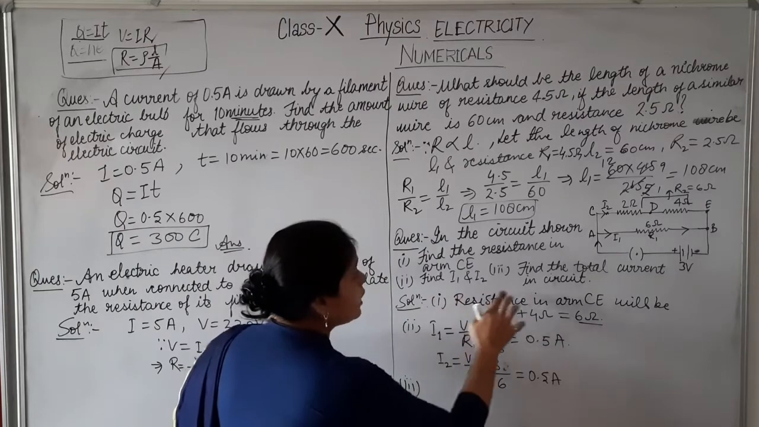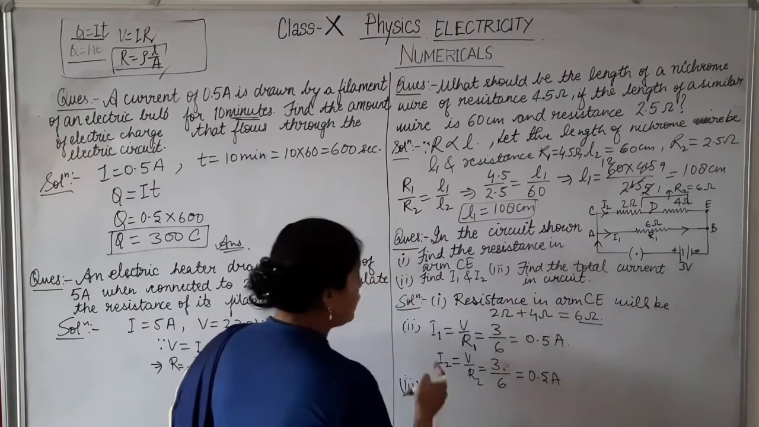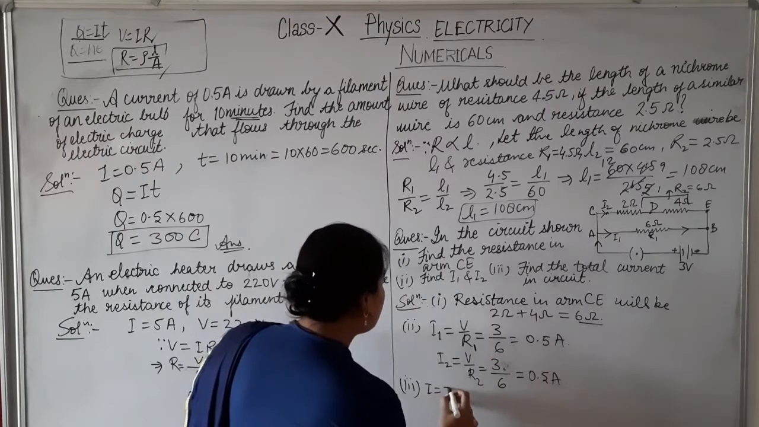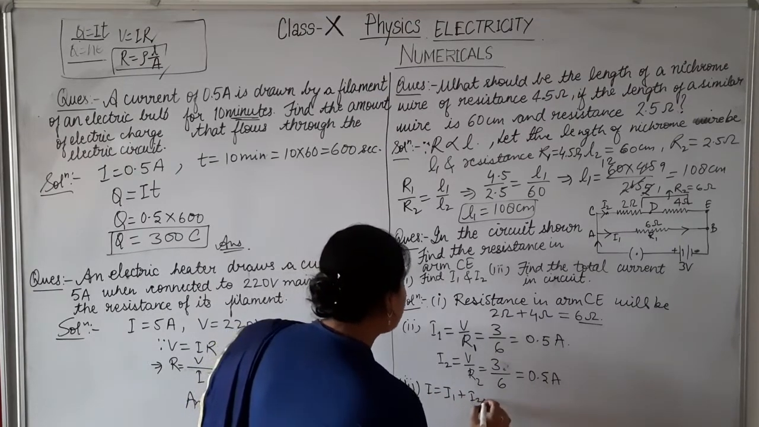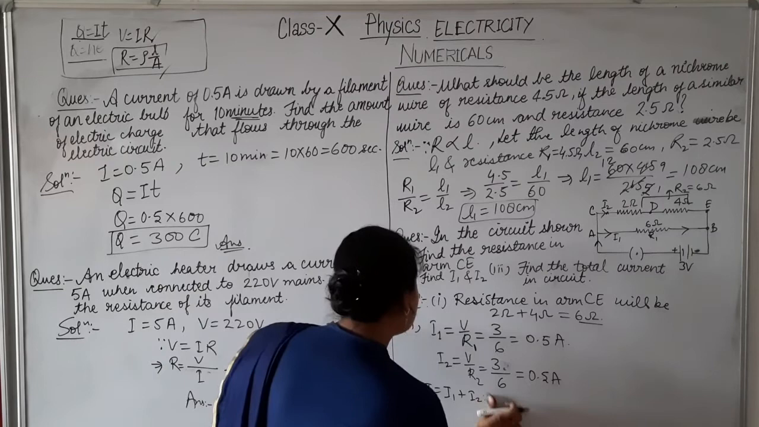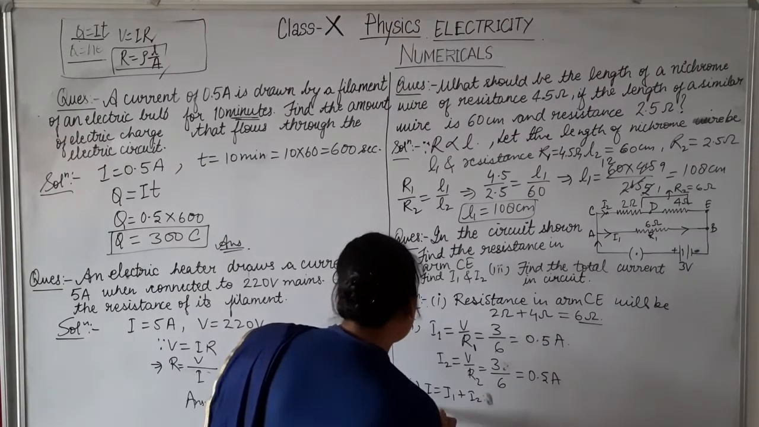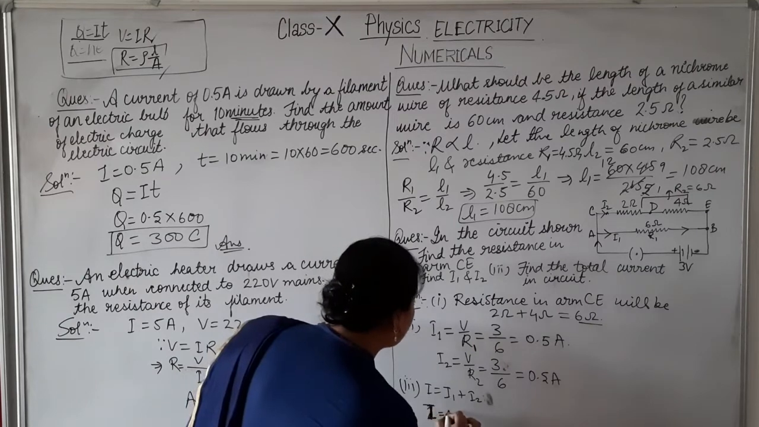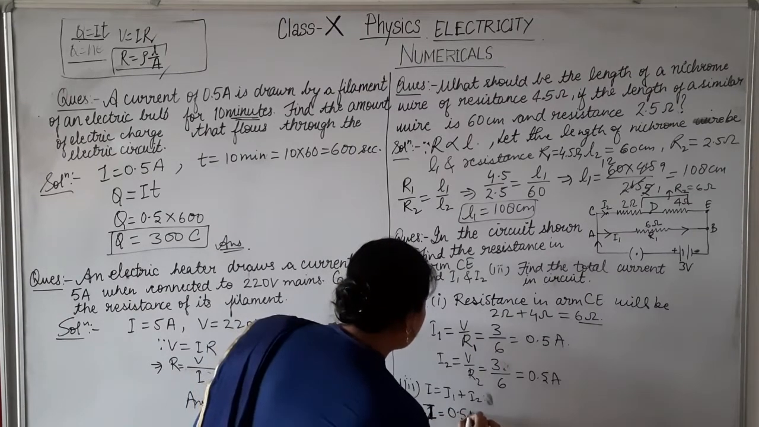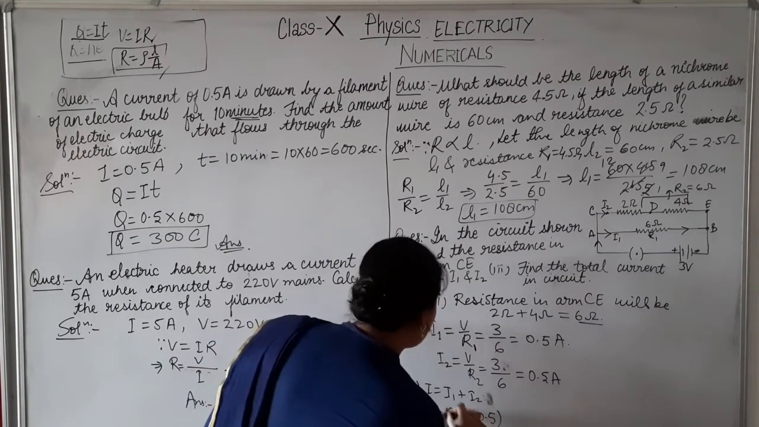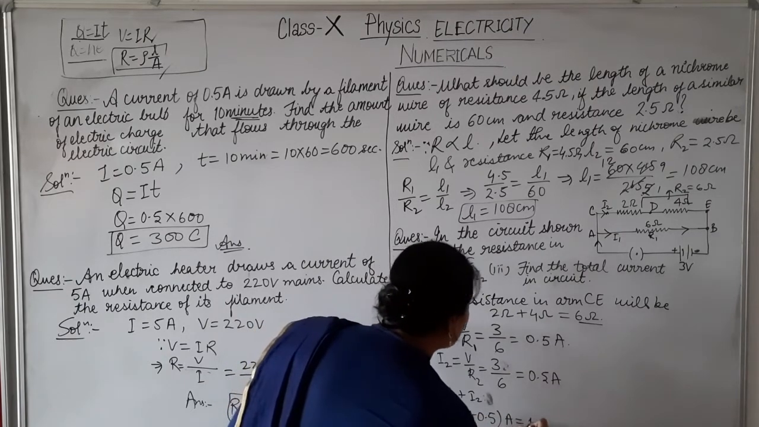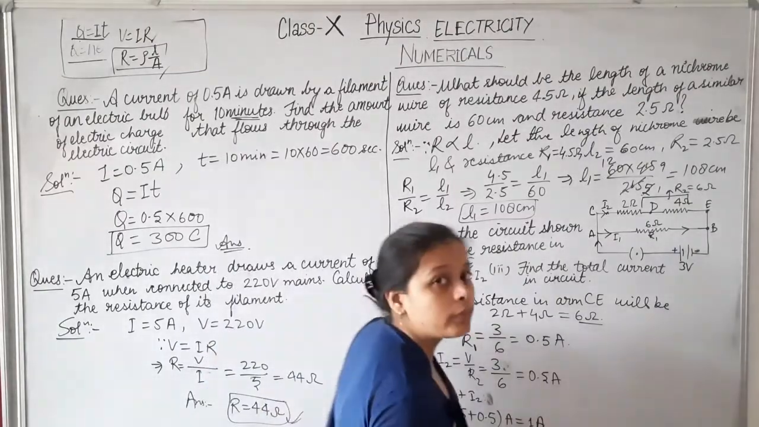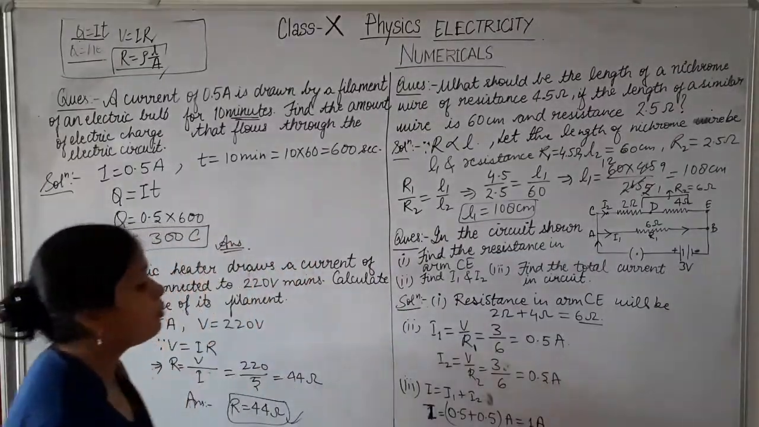In the third part it has asked for the total current. Total current will be I1 plus I2. So I will be equivalent to 0.5 plus 0.5 ampere, that is 1 ampere. So the total current in the circuit having a 3 volt battery will be 1 ampere.